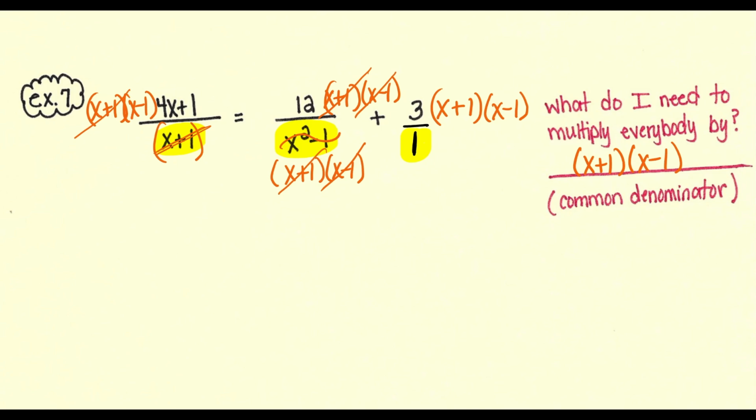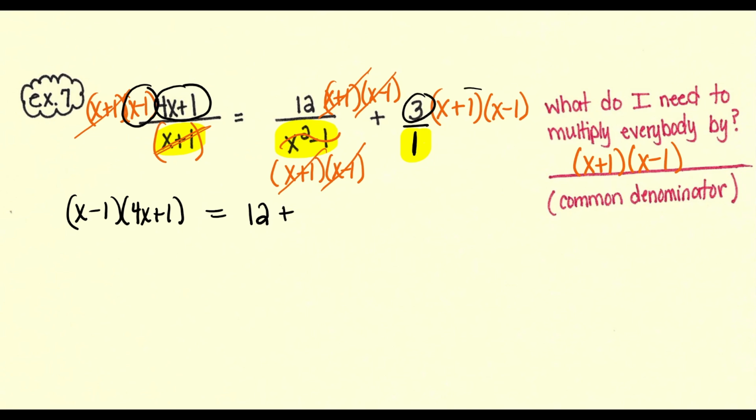All right, let's see what we're left with. We are left with an x minus 1 and a 4x plus 1. Here we're left with a 12. Here we're left with all of these things: a 3, an x plus 1, and an x minus 1.